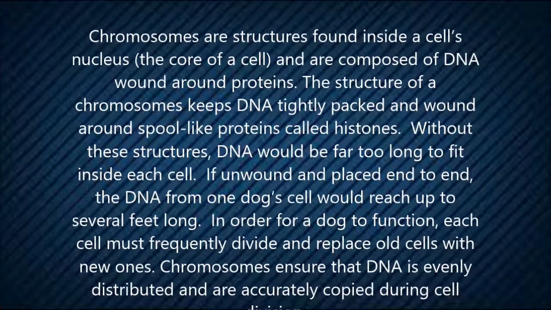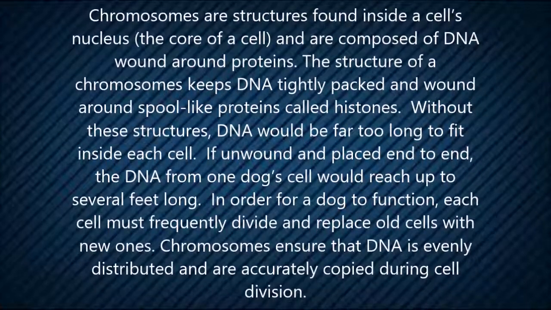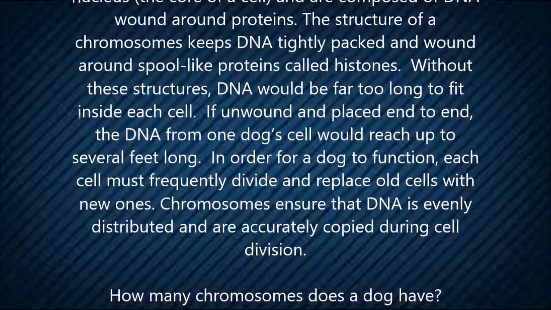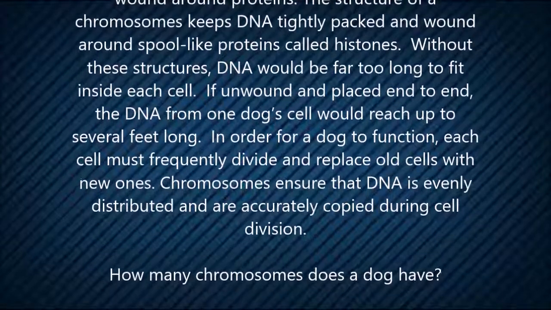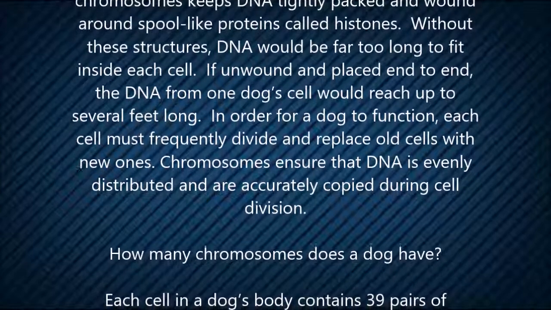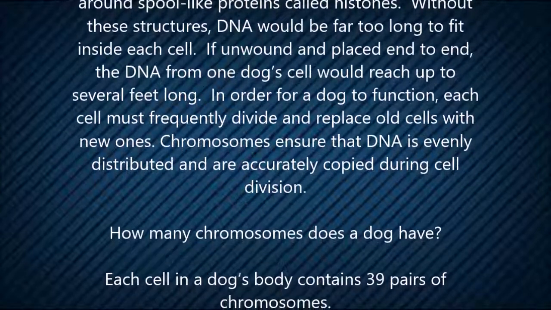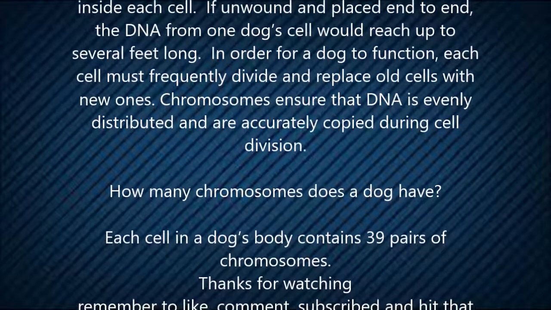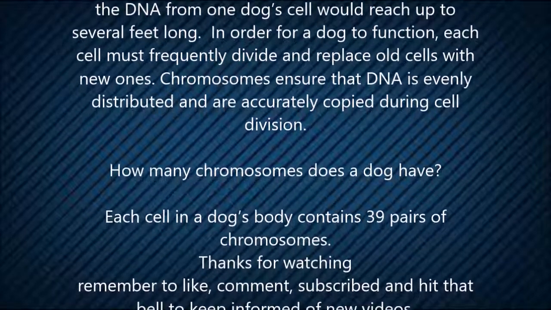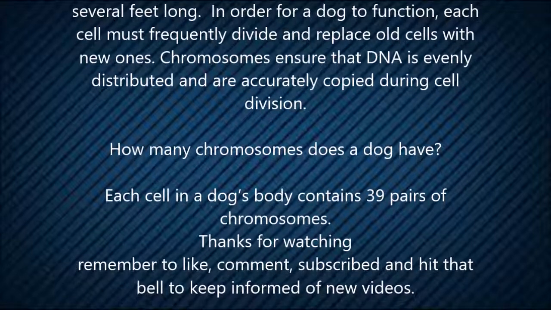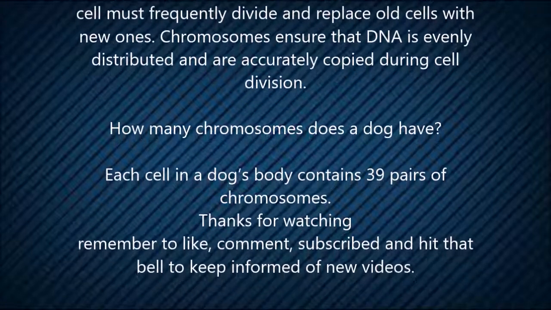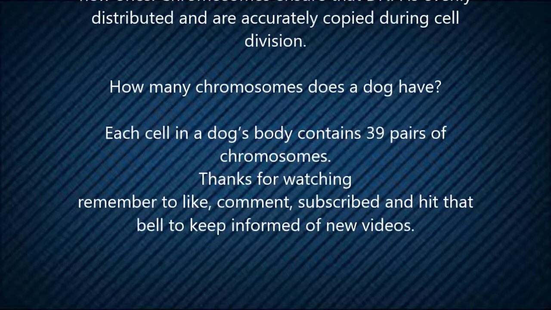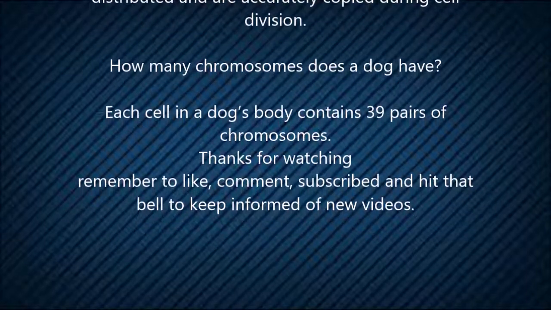The structure of a chromosome keeps DNA tightly packed and wound around spool-like proteins called histones. Without these structures, DNA would be far too long to fit inside each cell. If unwound and placed end to end, the DNA from one dog's cell would reach up to several feet long. In order for a dog to function, each cell must frequently divide and replace old cells with new ones. Chromosomes ensure that DNA is evenly distributed and accurately copied during cell division.